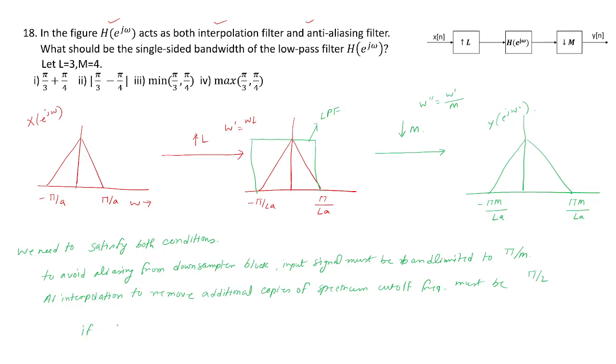So let us consider if pi by L becomes greater than pi by M. There is the problem of aliasing. So the answer is you should take the minimum of pi by L and pi by M. In that case, you will avoid the risk of aliasing, because if pi by L is greater than pi by M, there will be a problem of aliasing. So pi by L is certainly not going to be a solution. If pi by L is less than pi by M, that is also a valid solution.